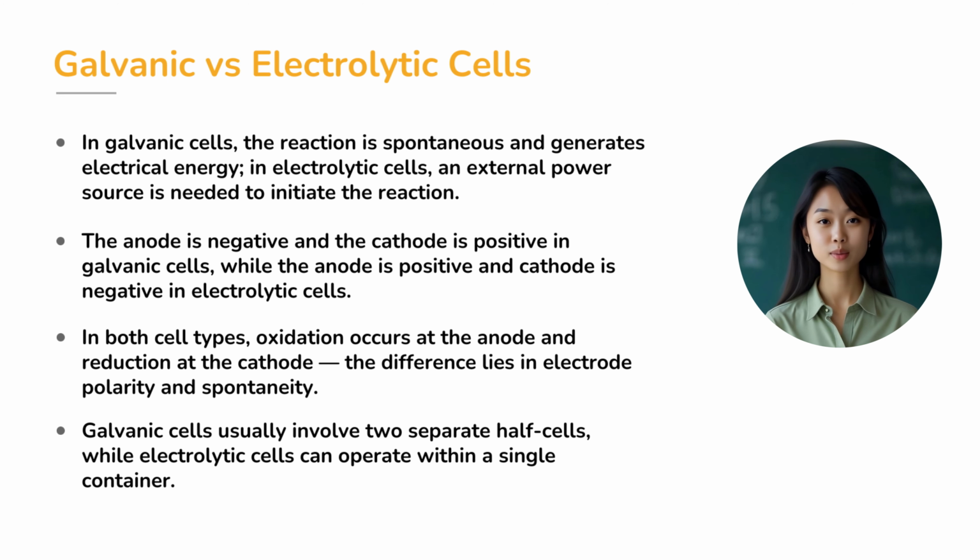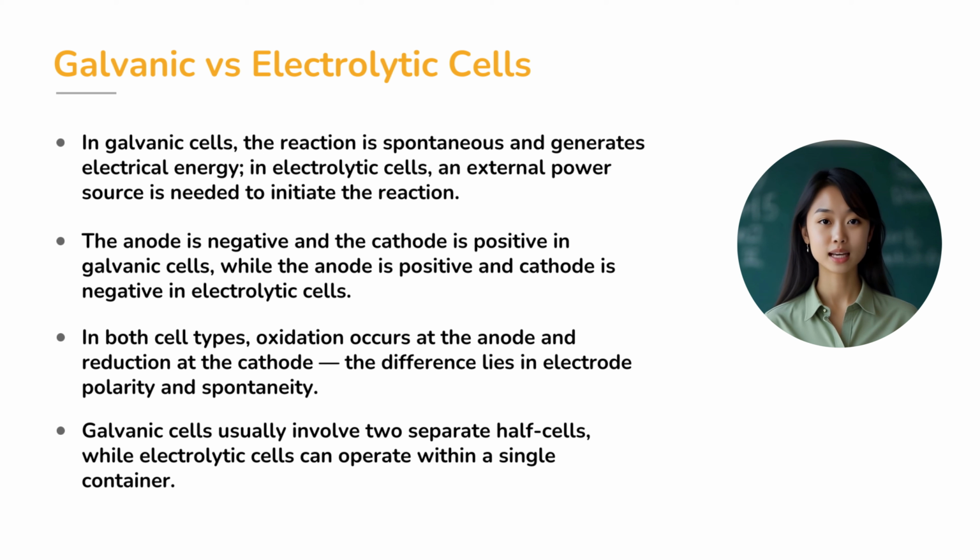Let's clear up a common confusion. How are galvanic cells different from electrolytic cells? Think of a galvanic cell as a chemical battery. It produces electricity from a spontaneous reaction. An electrolytic cell is the reverse. It needs electrical energy to make the reaction happen. In galvanic cells, the anode is negative and the cathode is positive. But in electrolytic cells, it's flipped. The anode is positive and the cathode is negative.